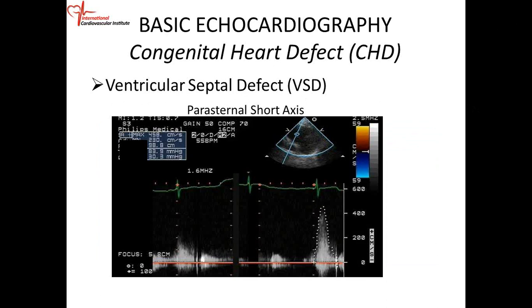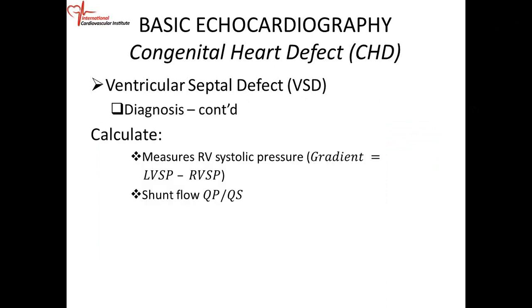Remember that your LV systolic pressure is the same thing as your systolic blood pressure, as long as there is no obstruction at the left ventricular outflow tract. So remember that. All right. So again, the gradient is LV systolic pressure minus RV systolic pressure. LV systolic pressure is the same as the systolic blood pressure, as long as there's no obstruction of the left ventricular outflow tract. So you just rearrange the equation and you can get the RV systolic pressure.